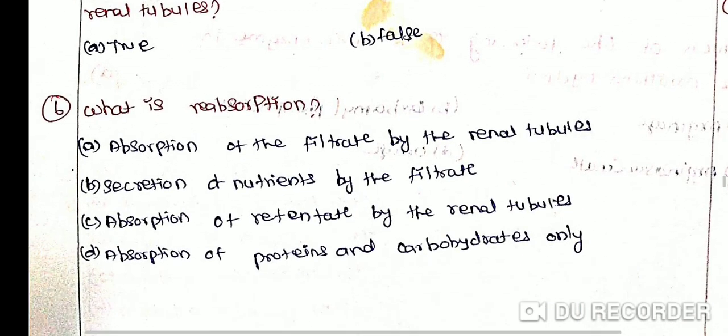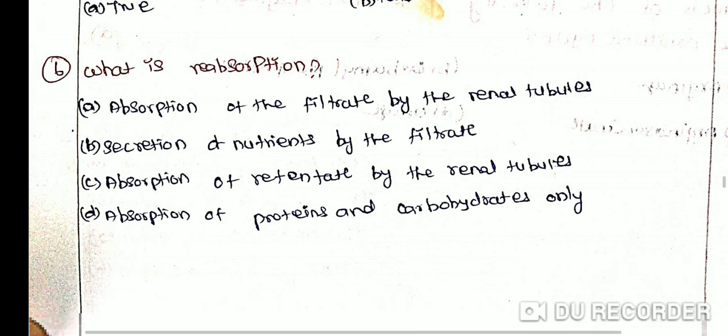Next question. What is reabsorption? Option A, absorption of filtrate by the renal tubules. Option B, secretion of nutrients by the filtrate. Option C, absorption of retinate by the renal tubules. Option D, absorption of proteins and carbohydrates only. The correct answer is option A, absorption of the filtrate by the renal tubules. Explanation: the absorption of the filtrate by the renal tubules is termed reabsorption. The tubular epithelial cells in different segments of the nephron perform this either by active or passive mechanisms. Next question.